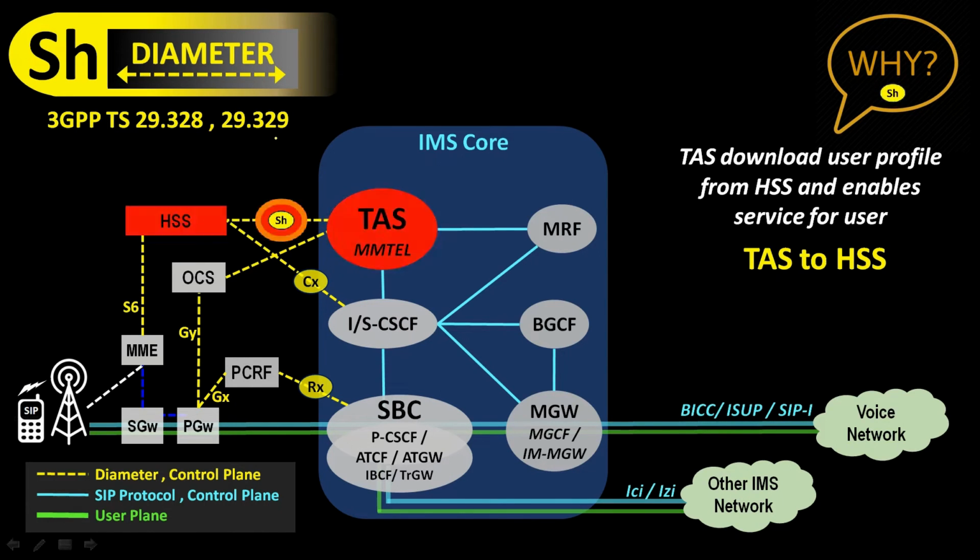The next one is the Sh link, which is also based on the Diameter. This is a link between the TAS and the HSS. The TAS downloads the user profile from the HSS and enables service for the user with the help of this link.